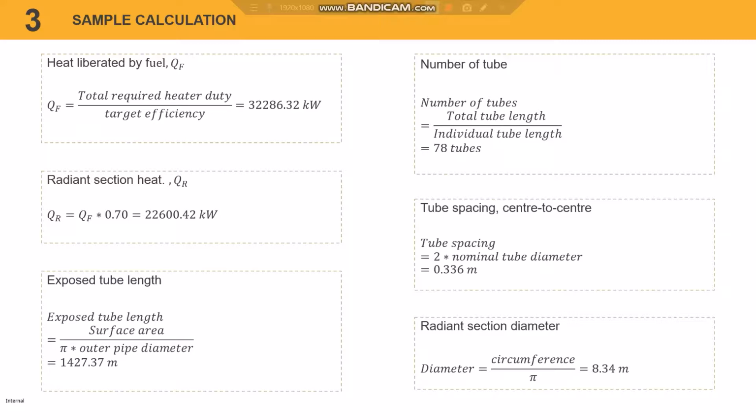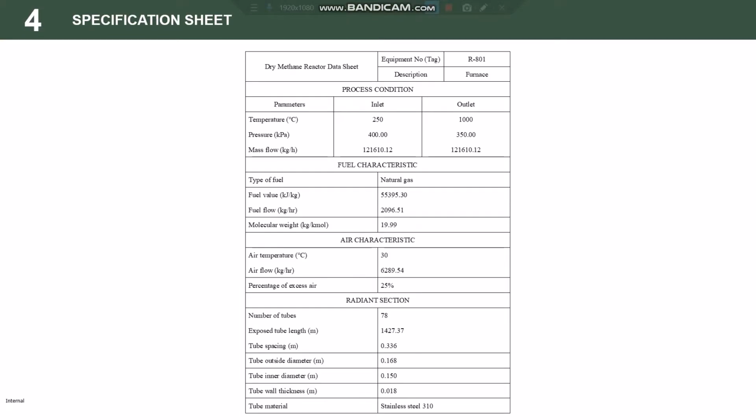The exposed tube length is obtained by dividing the surface area by the outer pipe diameter, and when this value is divided by the individual tube length, we obtain the number of tubes required in the radiant section. By taking into consideration the number of tubes and tube spacing, we will obtain the radiant section diameter. So now, we proceed to the next section, the specification sheet. In the specification sheet, we have the process condition, the fuel and air characteristics, and also the radiant section details.